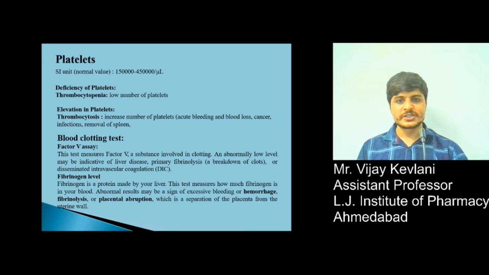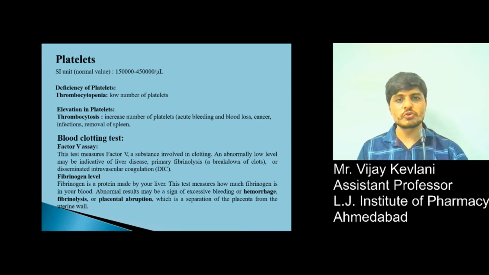Next is platelets. The normal value we already know is 1.5 lakh to 4.5 lakh per microliter. Deficiency of platelets is thrombocytopenia, a low number of platelets, and elevation in platelets is thrombocytosis, an increased number of platelets. Acute bleeding and blood loss, cancer, infections and removal of the spleen may lead to elevation in the number of platelets.